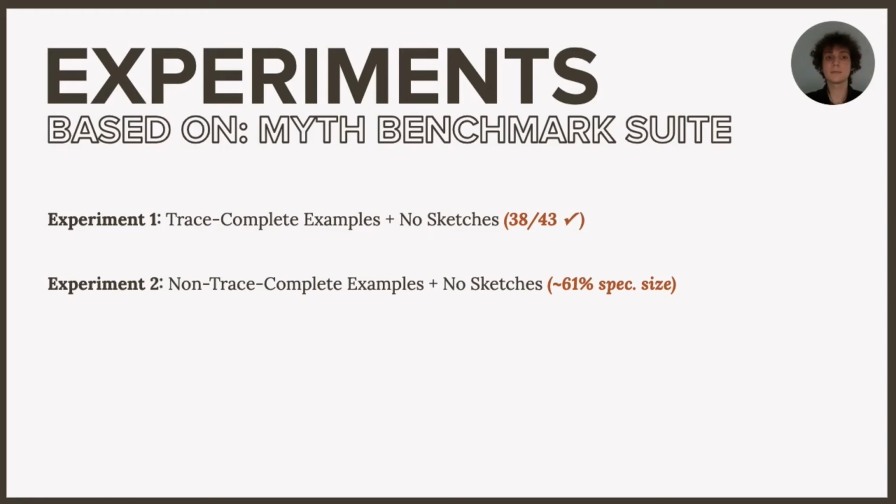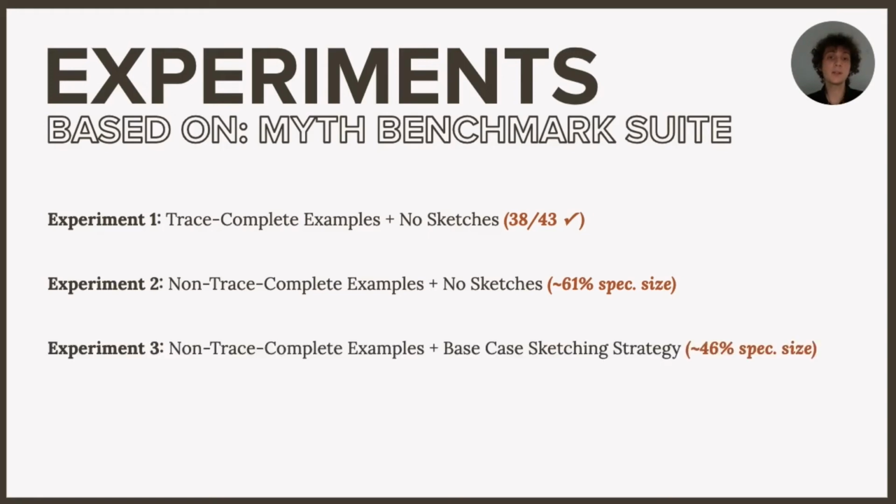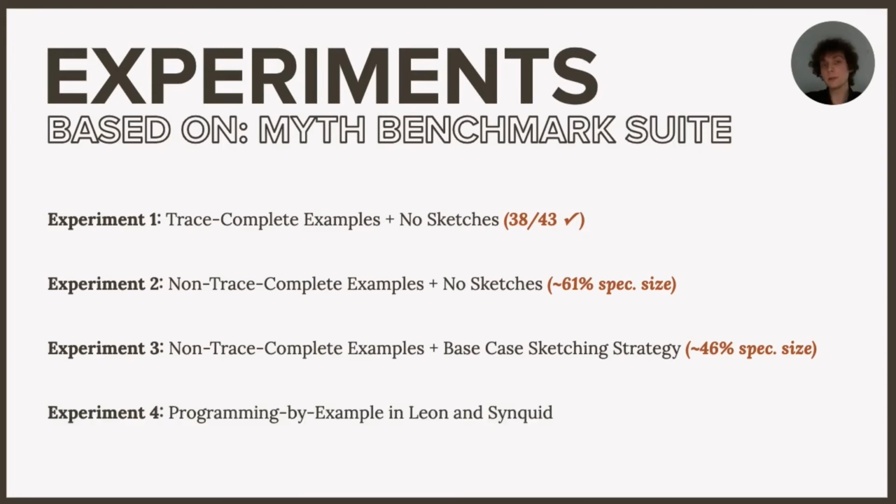In our third experiment, we took just the recursive functions from the 38 that we could synthesize and provided a sketch of the base case to Smith. Then, like in experiment 2, we took the trace complete examples from experiment 1 and pared them down to a minimal subset that Smith needed to be able to synthesize the function correctly. Including the sketch of the base case, we found that we needed approximately a 46% specification size as compared to Myth. In our fourth experiment, we ran experiments 2 and 3 in the popular logic-based synthesizers Leon and Synquid.